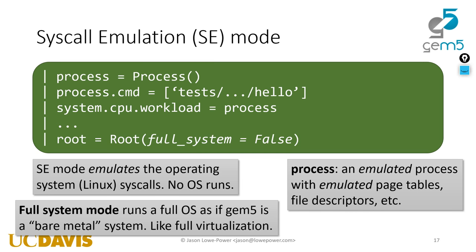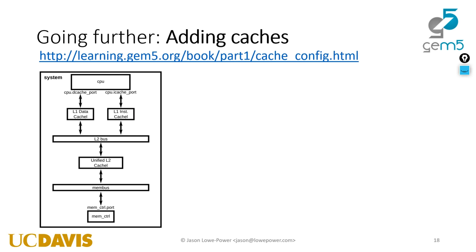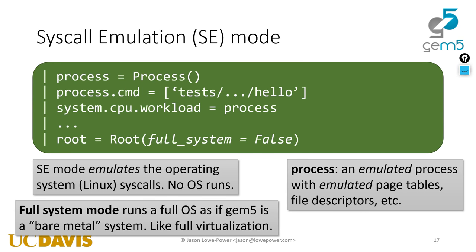Actually, QEMU can also do system emulation. Yeah, you can run, for example, an ARM system on an x86 machine. That's KVM, that's something different. That's the virtualization feature. Okay, so any other questions about that simple script?